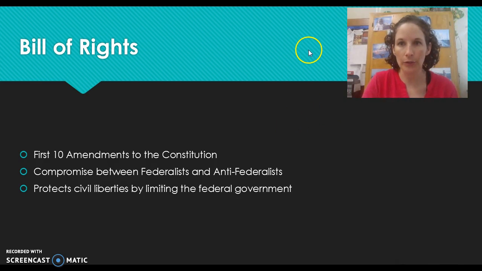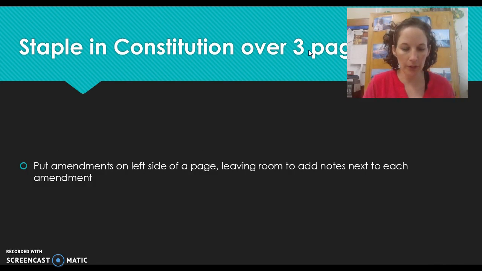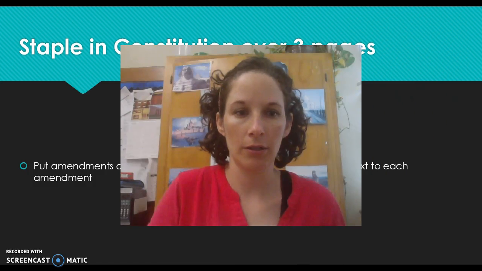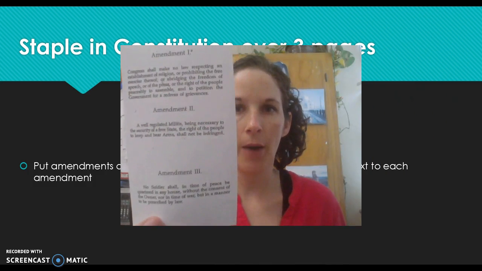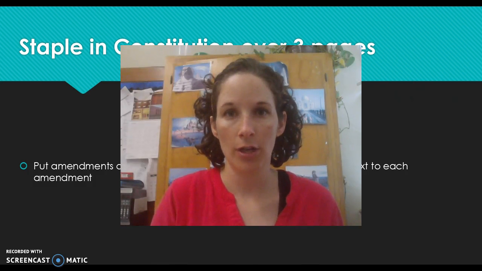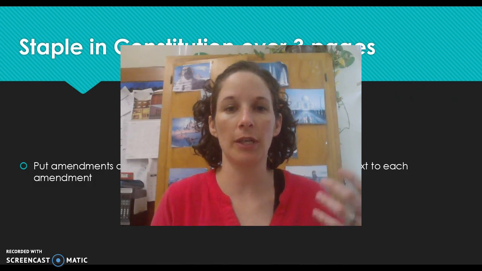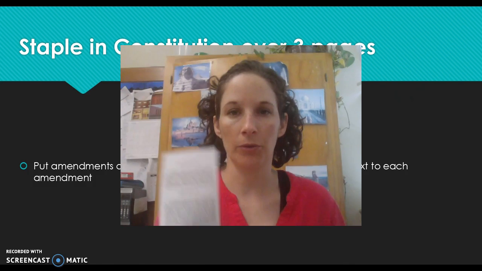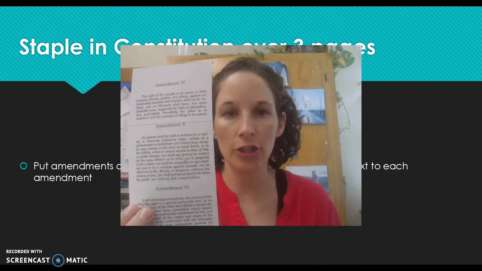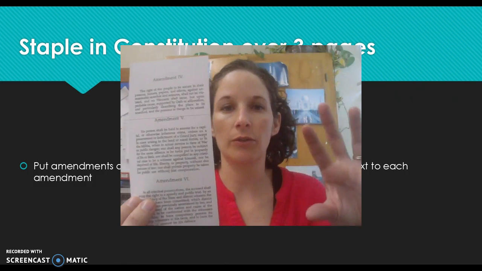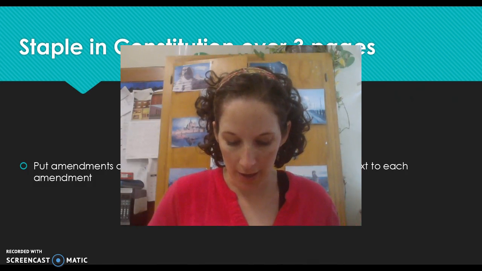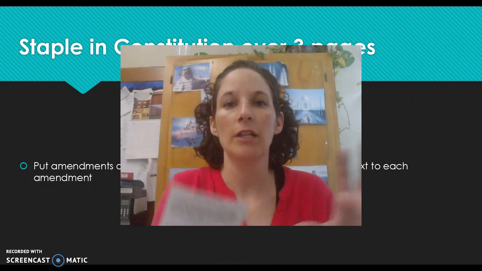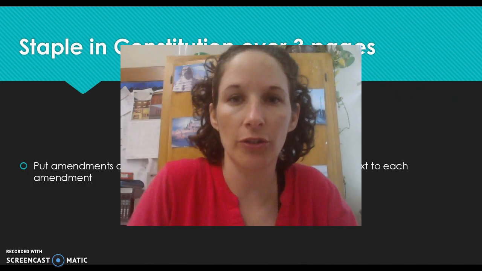So what you'll do, and what we did in class, is you're going to have the Constitution that I've given you in 3 parts. Amendments 1 through 3, I want you to staple those on one page to the left side, so you can add things on the right side. Then you'll have Amendments 4 through 6, same thing, staple them on another sheet of paper to the left side so you can take notes to the right. And Amendments 7 through 10, staple that on another sheet in your spiral, leaving room to the side to add additional notes.